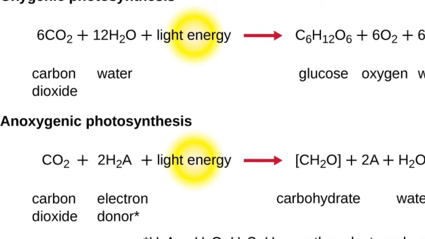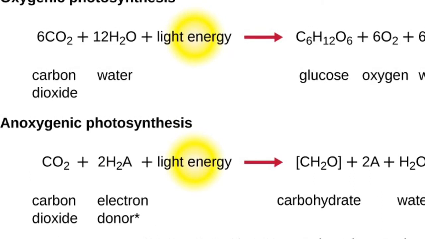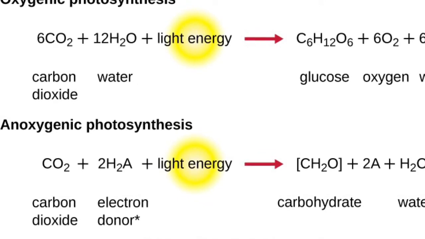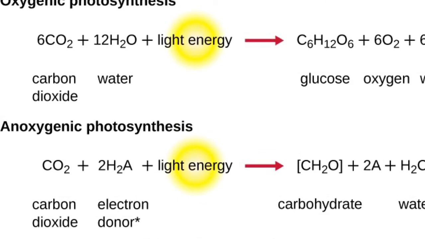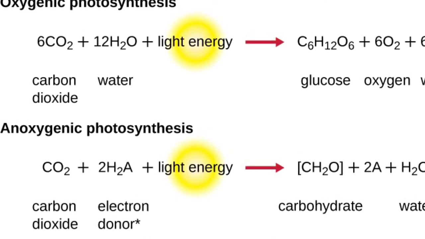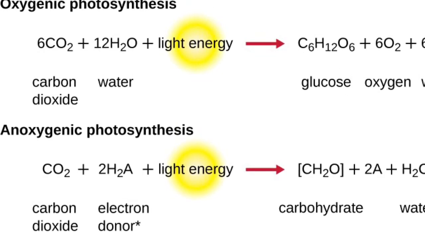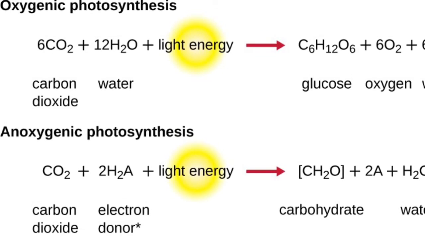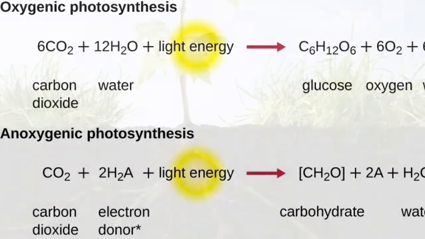Anoxygenic photosynthesis can be expressed as CO2 plus 2H2A, which results in CH2O plus 2A plus H2O. Anoxygenic photosynthesis uses electron donors instead of water. In the equation, H2A is a possible electron donor, where A is the variable.